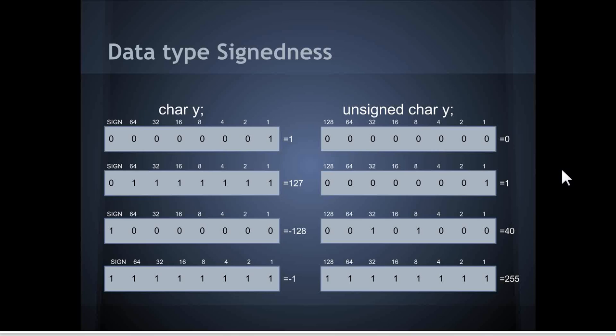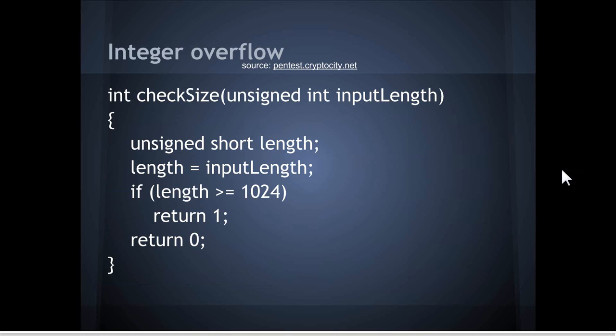This is here for you to visualize it more easily. On the left, everything's signed, and the most significant bit is the sign bit. When that's set to 1, the negative sign is present. So when all the bits are 1, it's going to be -1. And for unsigned integers, when all the bits are 1, it's going to be 255. Okay, that's simple stuff. You all know that.